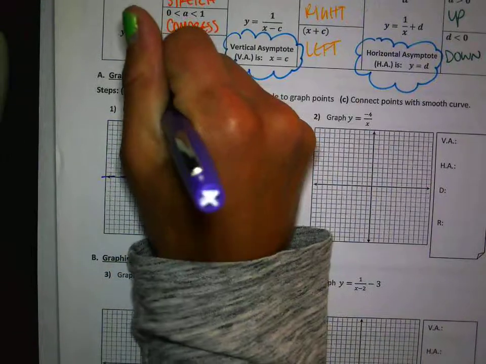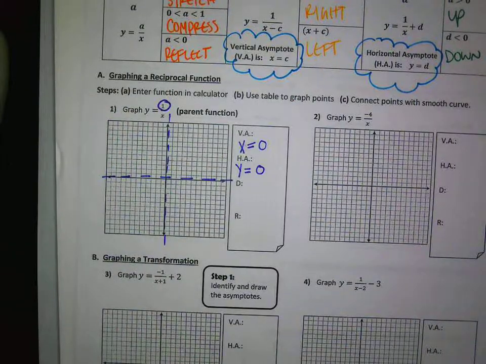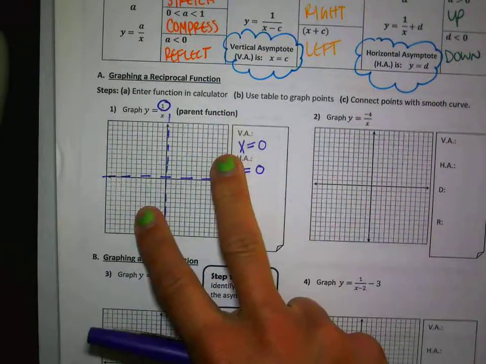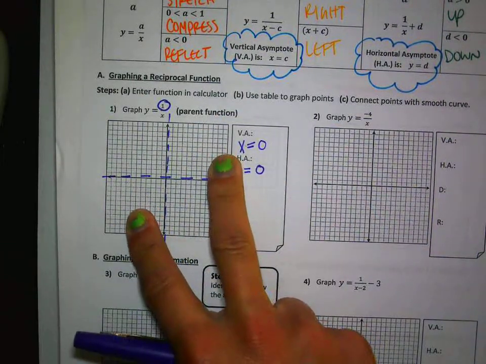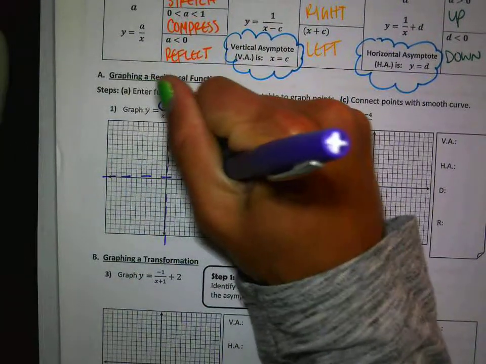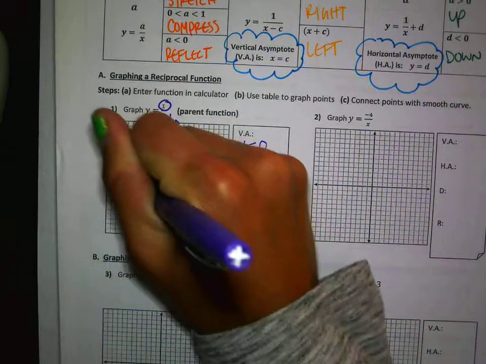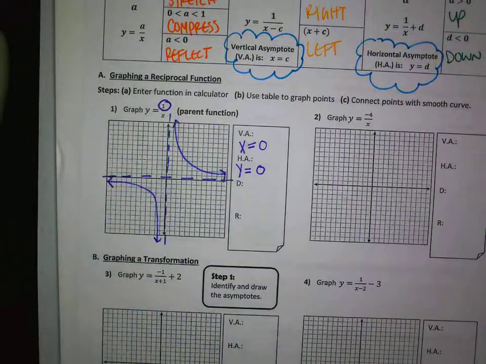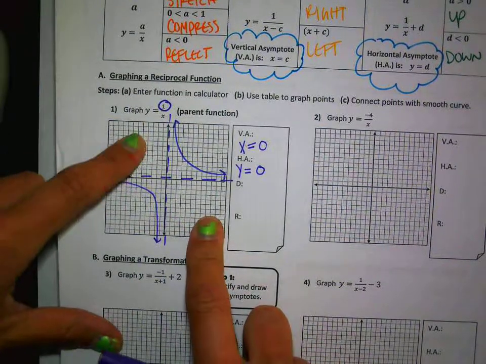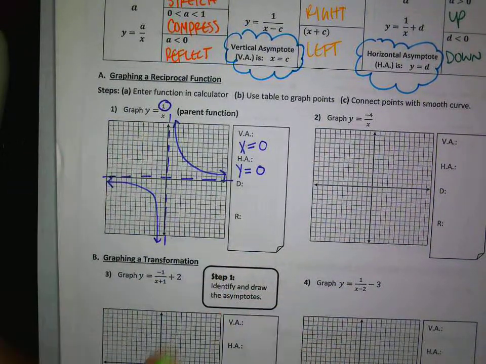So we're going to look at the a value. Is my a value positive or negative? Positive. So if your a value is positive, you are going in quadrants 1 and 3, just like the parent function. If you look at the poster over here, they're in 1 and 3. So if your a value is positive, you're going in quadrants 1 and 3. If your a value is negative, it will be reflected, and you will go in quadrants 2 and 4. That's crazy. What is the difference between the parent?